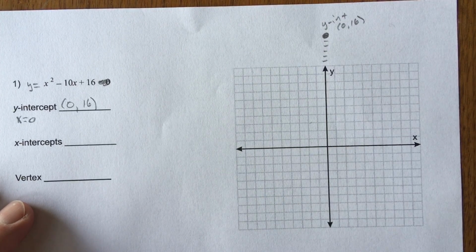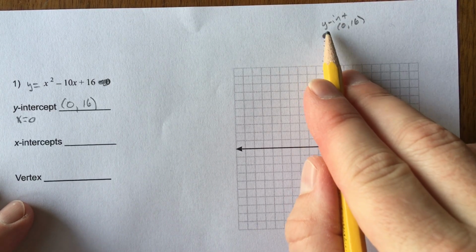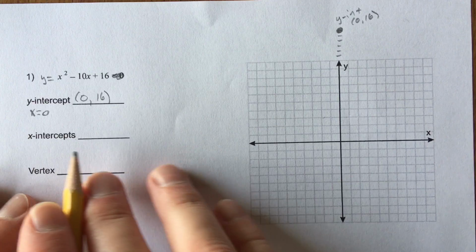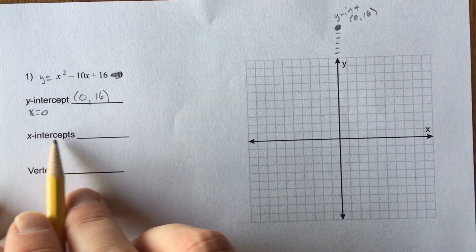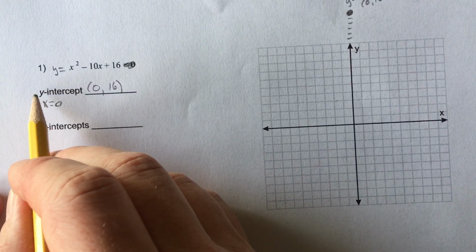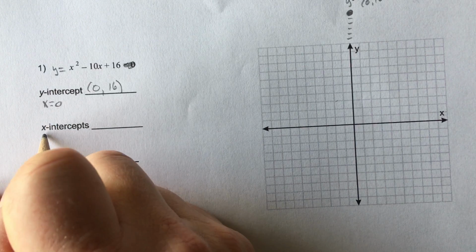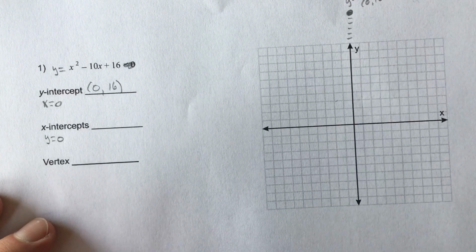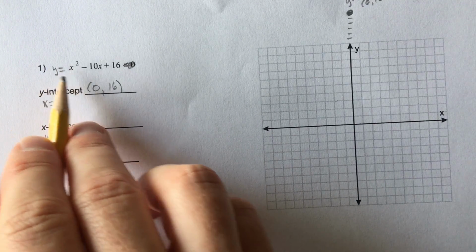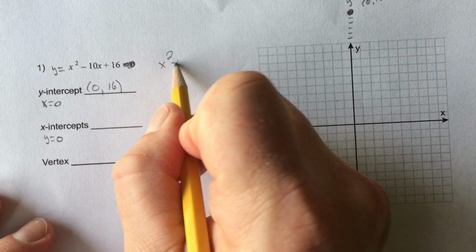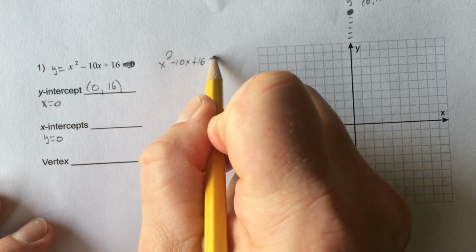All right, so just to give us an idea, we know the graph comes through there, but how it goes after that, we're not sure. We've got to find some other stuff. So now we're going to do the x-intercepts. To find the y-intercept, you set x equal to 0. To find the x-intercepts, you set y equal to 0. So we're going to put 0 in for y, and we get what was originally there, x squared minus 10x plus 16 equals 0.